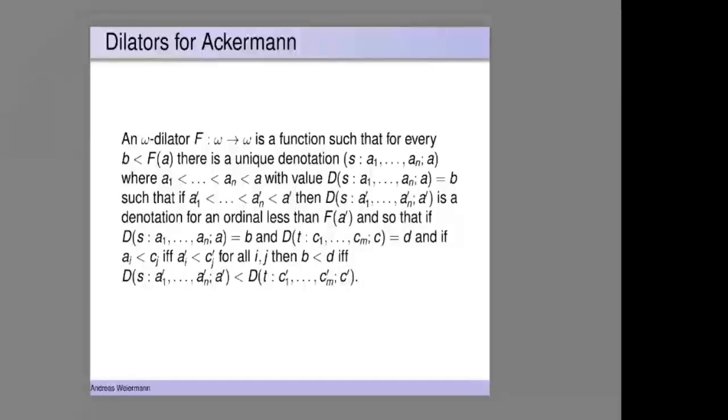so that we have the same indiscernible effect, namely if b is denoted by a's and d is denoted by c's, and if I replace the a's and c's by order isomorphic a primes and c primes, then b is smaller than d if and only if the same holds after the replacement.